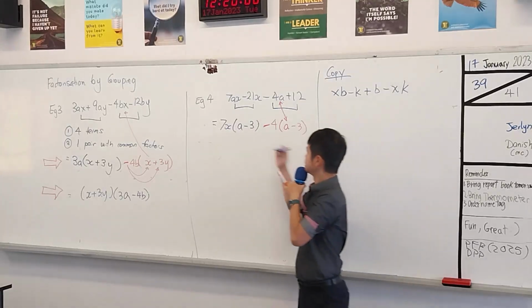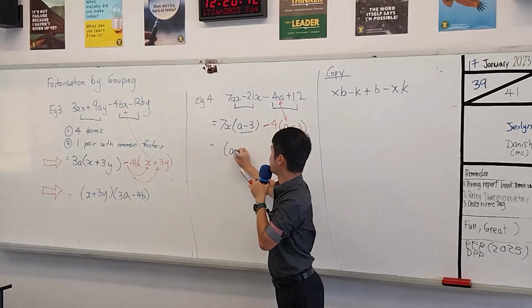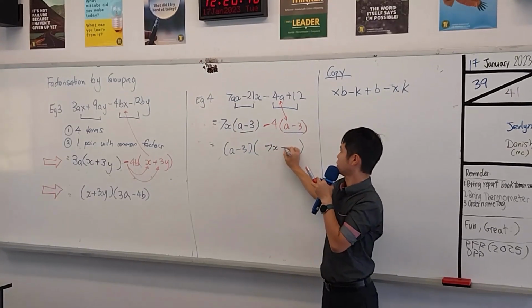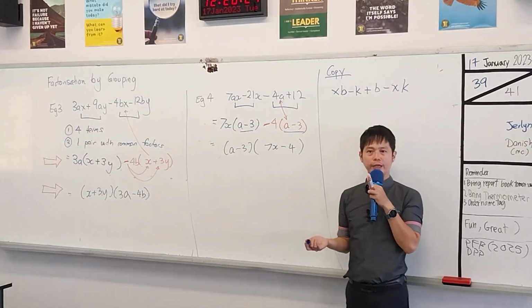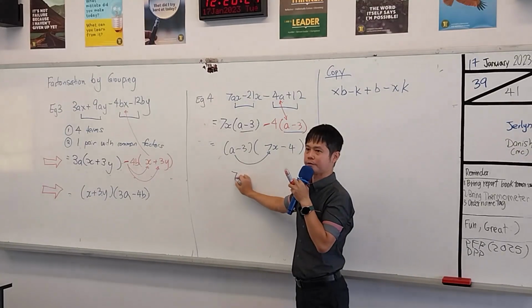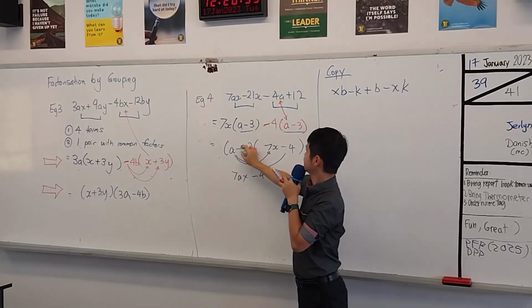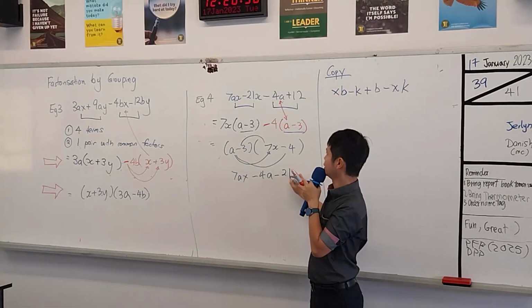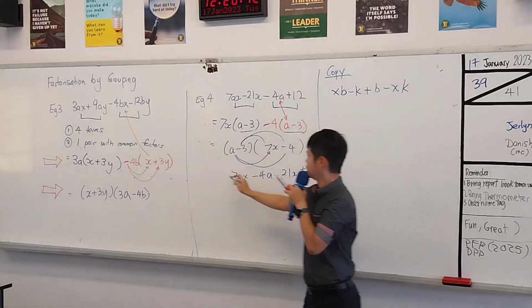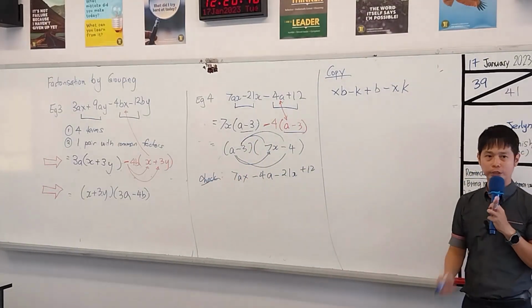So the final step is, these are the common factors. So I'm going to factorize out a minus 3, and I'm left with 7x minus 4. Lastly, if you want to check, some of you were asking, how do I know that my answers are correct? I will check like this. I have 7ax minus 4a, correct? Minus 21x, correct? And plus 12, correct? So this is what we call check. You can write that in exams. I'm checking. The examiner will know you are checking.